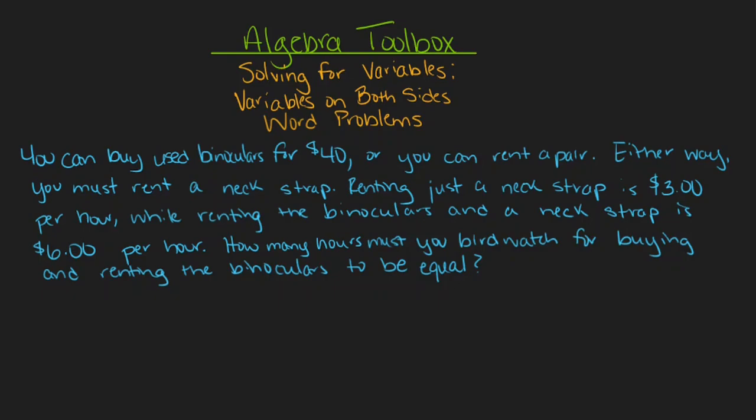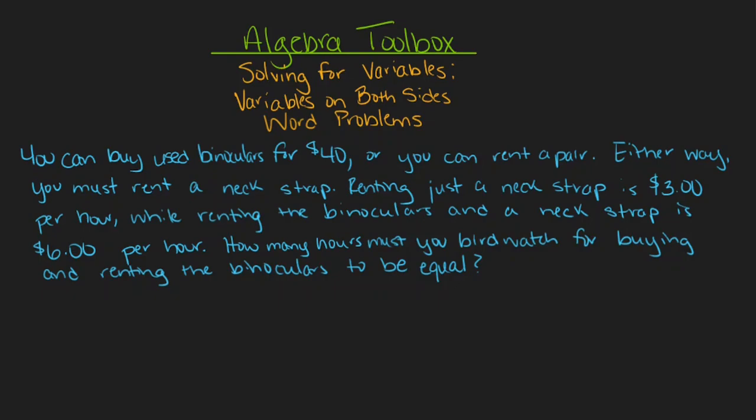It reads, you can buy used binoculars for $40 or you can rent a pair. Either way, you must rent a neck strap. Renting just a neck strap is $3 per hour, while renting the binoculars and a neck strap is $6 per hour. How many hours must you birdwatch for buying and renting the binoculars to be equal?